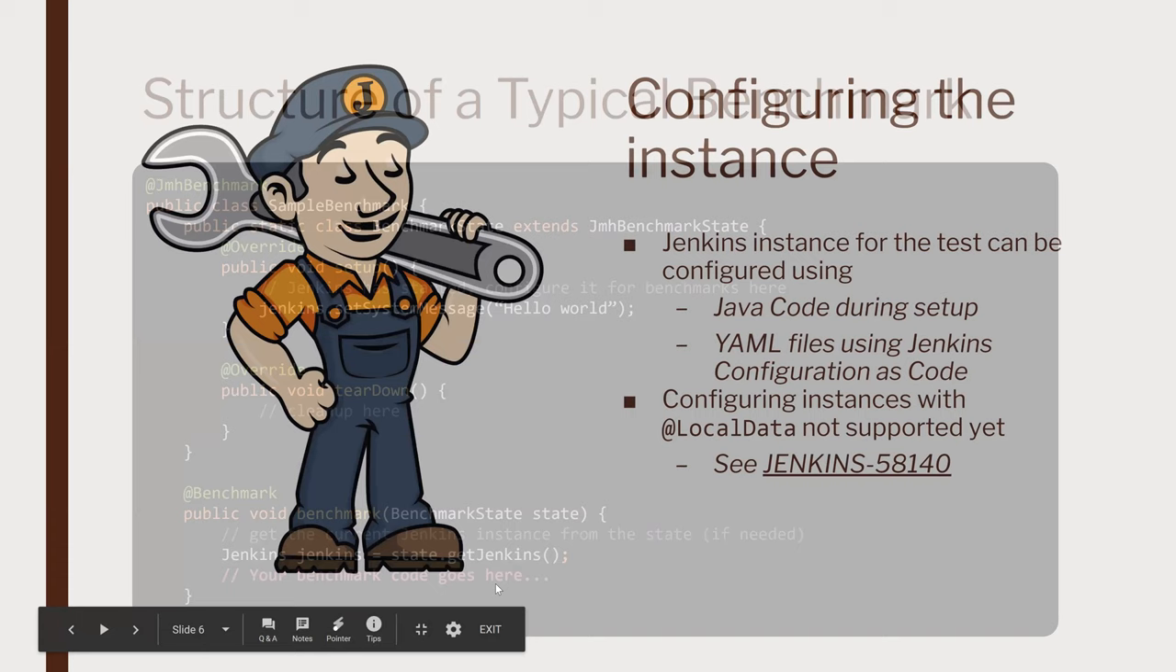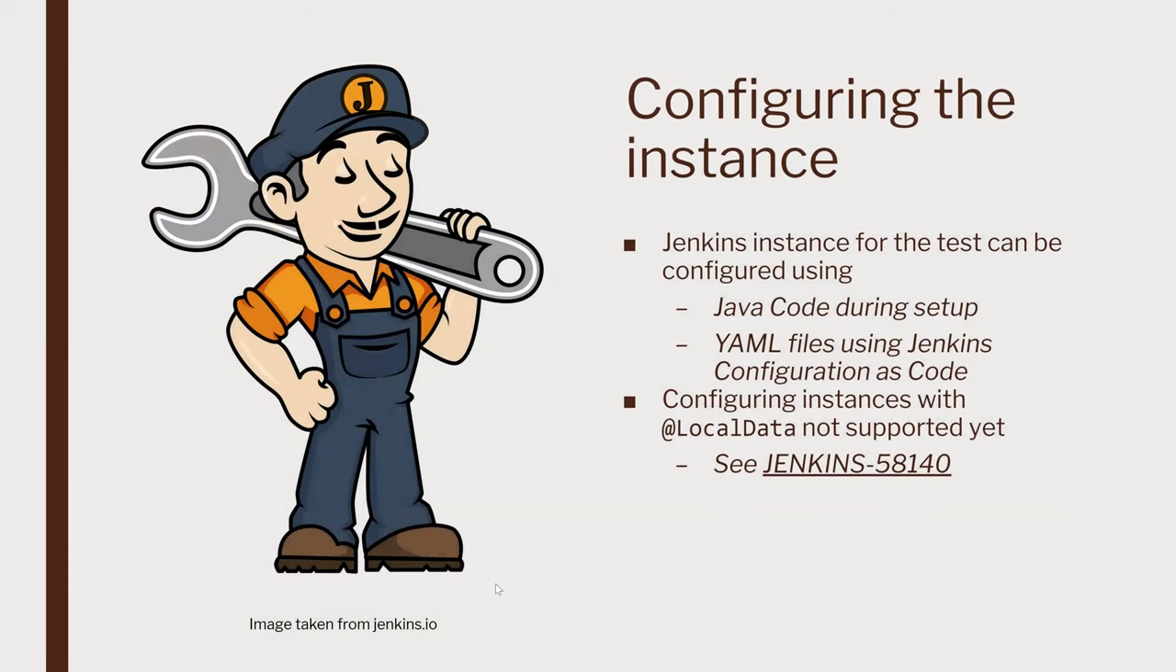We can also configure Jenkins configuration as code. You can provide YAML files and the configuration would be loaded and the Jenkins instance would be started for that. We do not yet support configuring the benchmark instances with local data, that is your config.xml files. There is a Jira ticket for that, so you can follow that.